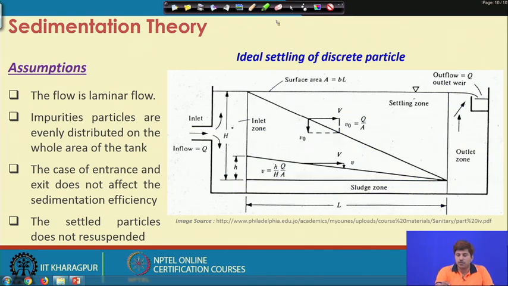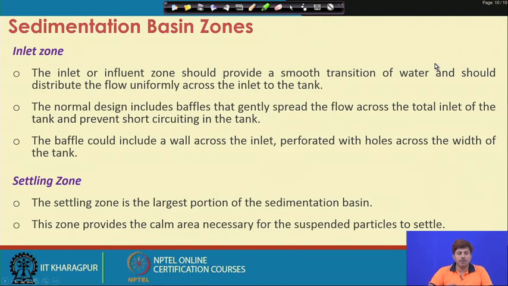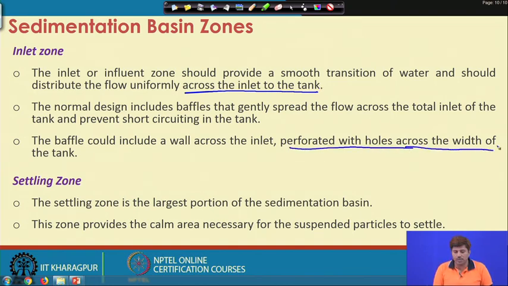Now, the different zones that we were discussing have all these different aspects. There would be an inlet zone, which is responsible for taking the water into the tank with a smooth transition of water, and it should distribute the flow uniformly across the inlet of the tank. The normal design includes baffles which gently spread the flow, or we can have perforated walls with holes across the width of the tank, which leads to a smooth transition.